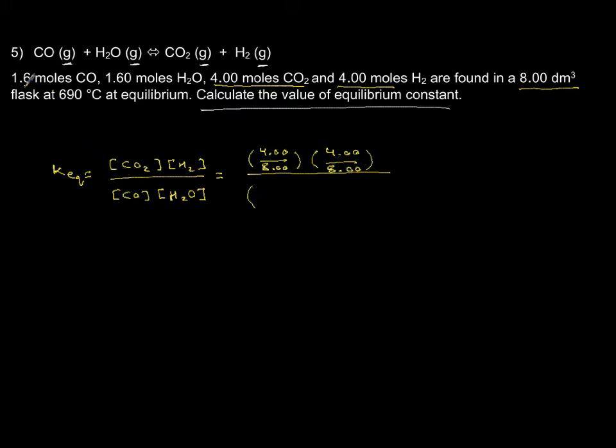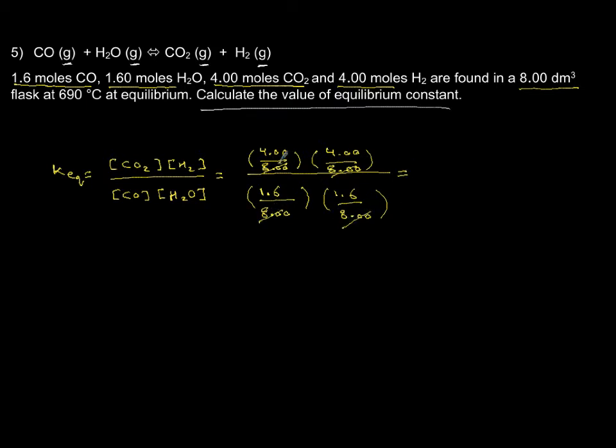Concentration of carbon monoxide is 1.6 moles over 8 decimeter cube, and concentration of steam or H2O gaseous is 1.6 as well over 8 decimeter cube. Now the good thing is, since there are no exponents, these 8s cancel each other out. Life becomes simpler. If you don't trust it, you can calculate it.